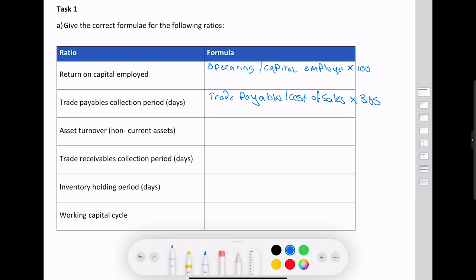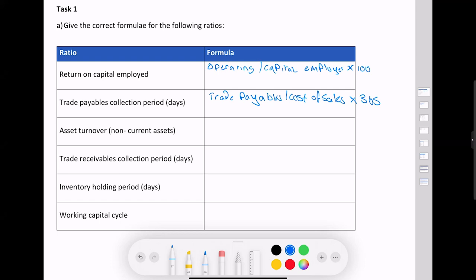So in terms of where we want this one, i.e. higher or lower, it's actually sort of neither really for this one. It's somewhere in the middle. So we don't want this to be too high because we don't want to be taking so long to pay our suppliers that they could either cut us off as a business or that we end up with quite a bad reputation as someone who's slow to pay. Equally, we don't want it too low either.